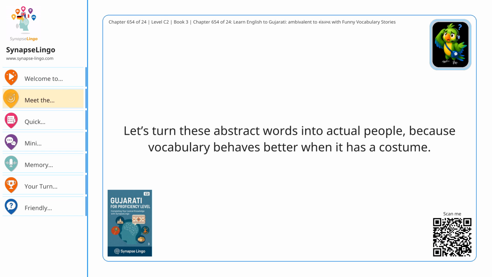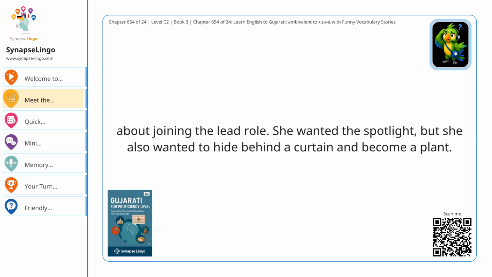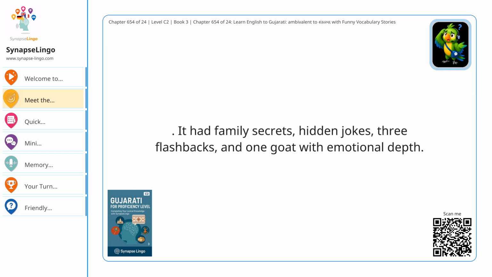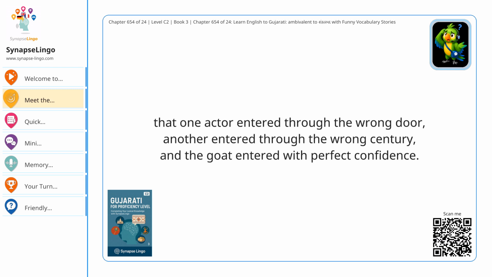Let's turn these abstract words into actual people, because vocabulary behaves better when it has a costume. Usually, at the town drama club, Meera was द्विधाग्रस्त about joining the lead role. She wanted the spotlight, but she also wanted to hide behind a curtain and become a plant. The script was बहुपड़ीयु, it had family secrets, hidden jokes, 3 flashbacks, and 1 goat with emotional depth. The stage directions were so जटिल that one actor entered through the wrong door, another entered through the wrong century, and the goat entered with perfect confidence.